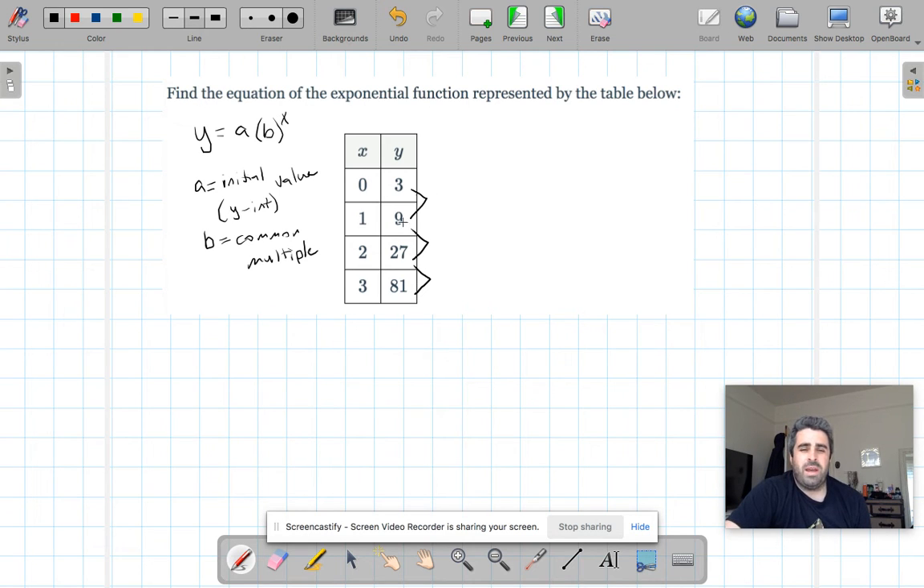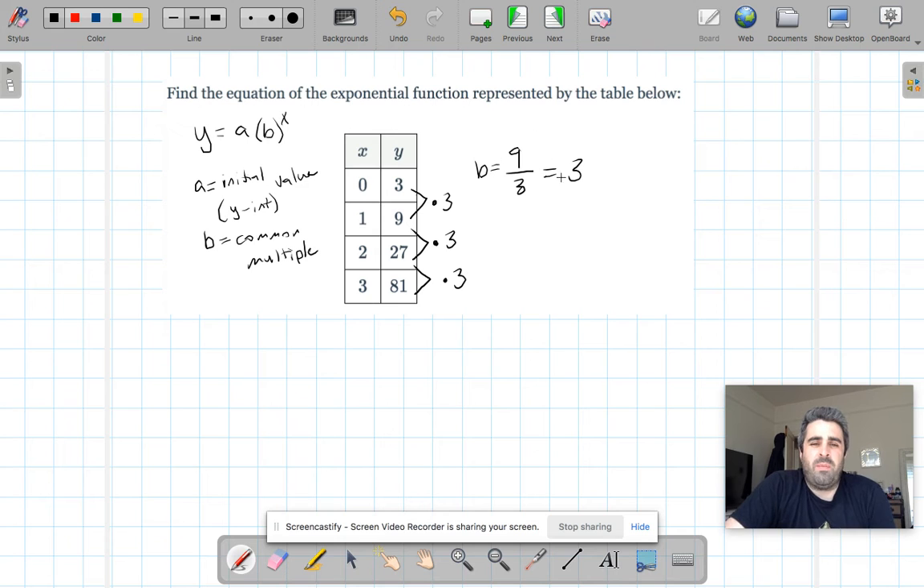But a trick is, if you can't immediately figure out what that common multiple is, just take one of the y values in the table and divide it by the previous y value. So I'm just going to say the b value for this table is equal to 9 divided by the previous y value, 3. And I can see I get 3. So I'm multiplying by 3 each time to get to the next number in the table.